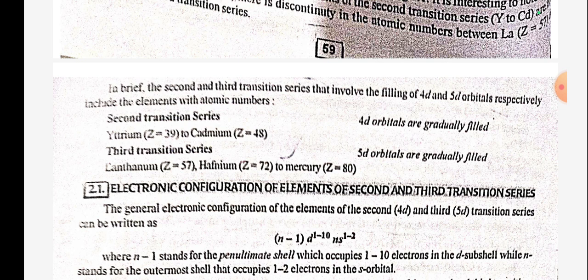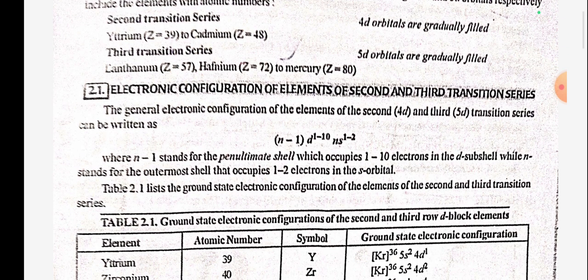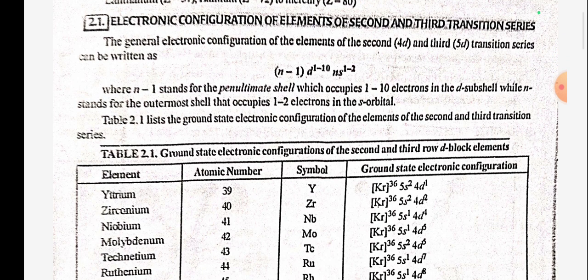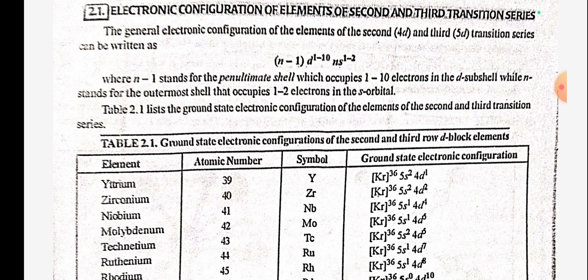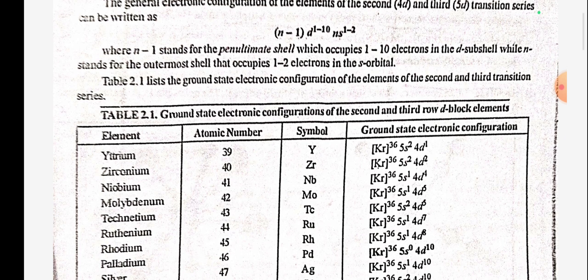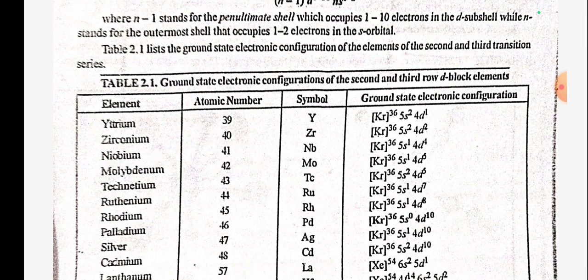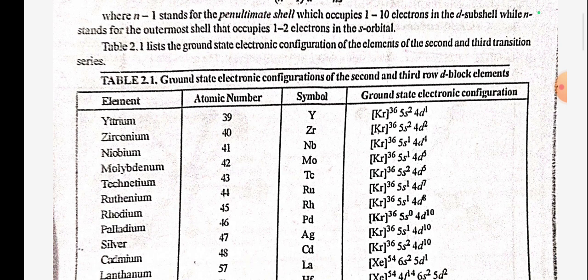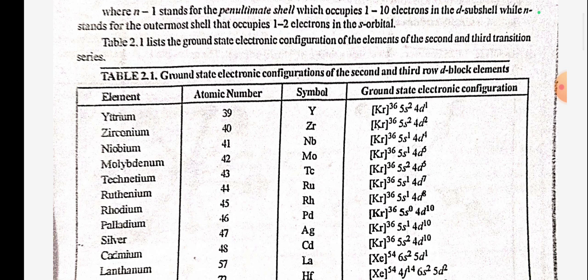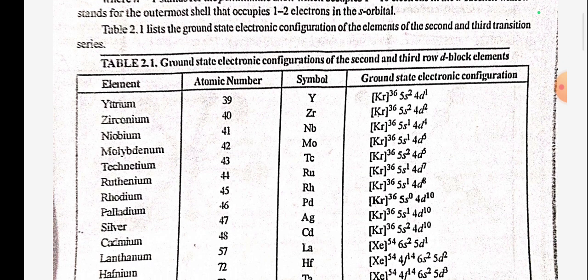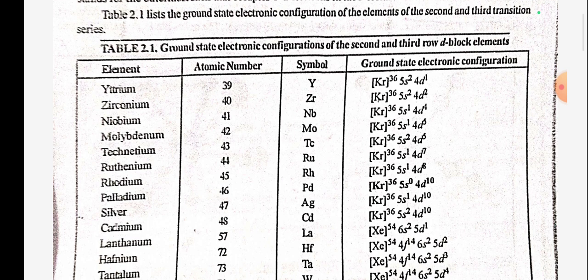Electronic configuration of second and third transition series. The general electronic configuration of elements of the second and third transition series can be written as (n-1)d1 to 10 ns1 to 2, where n-1 stands for the penultimate shell, which occupies 1 to 10 electrons in its d subshell, while n stands for the outermost shell that occupies 1 to 2 electrons in the s orbital. The table lists the ground state electronic configuration of the elements of the second and third transition series.